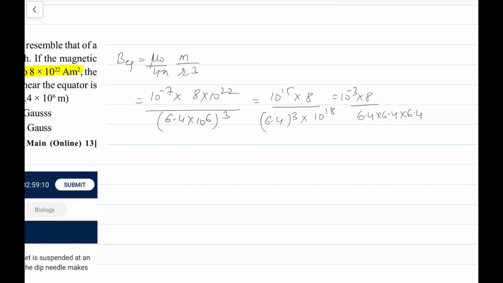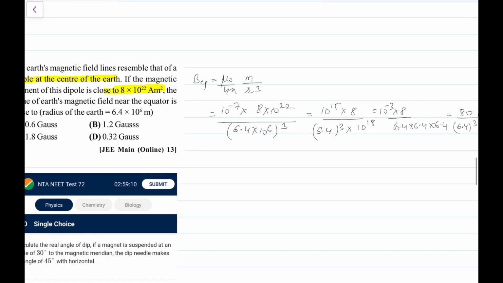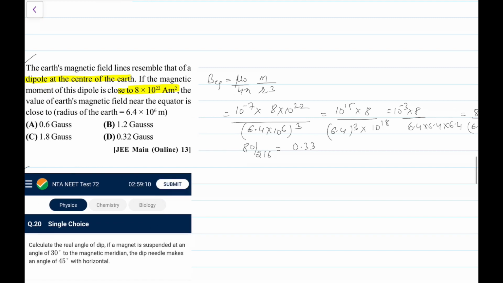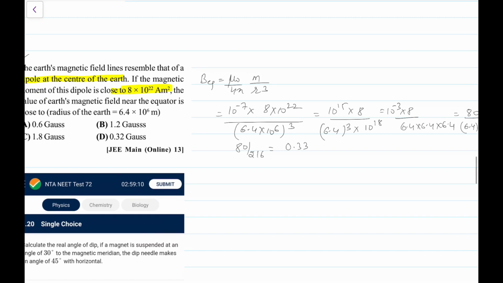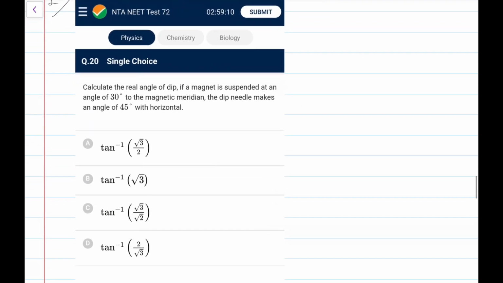And you know 1 Gauss is 10 to the power minus 4 Tesla, so I can write it as 80 upon 6.4 whole cube. You can write that much Gauss. Now 6 cube is 216, you know. So if I look at the option, if I take it as 216 only, 80 upon 216, I know it would be around 1/3. 1/3 means it would be around 0.33, or it could be slightly greater than that. But because 6.4 cube is definitely going to be greater than 216, the value would be lesser than this, so I can go for 0.32 Gauss without going for actual calculation, just by the data here. So you can do it like this.